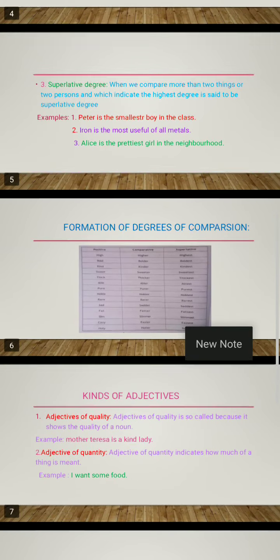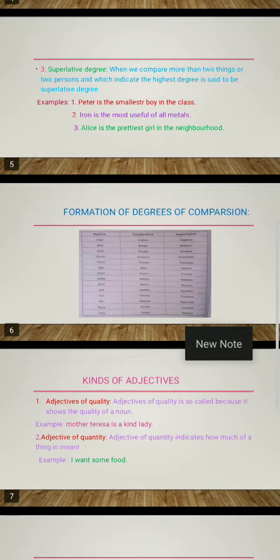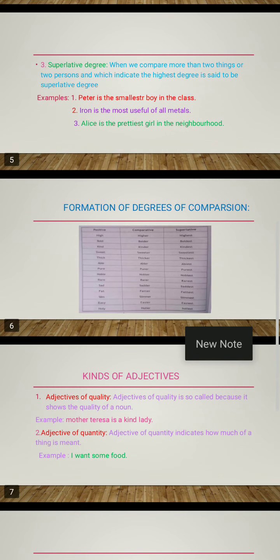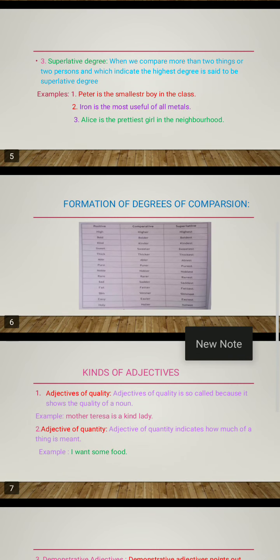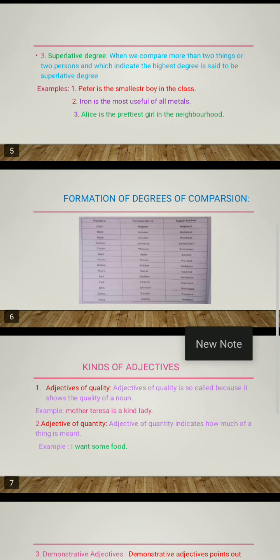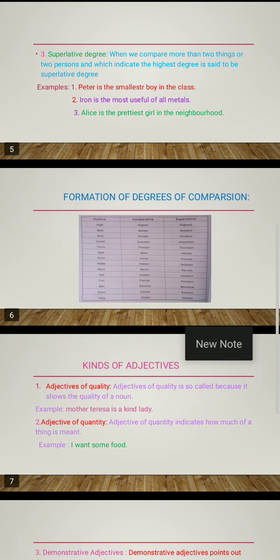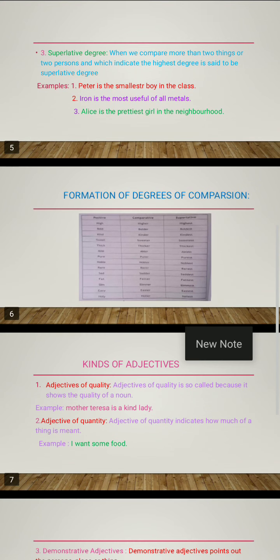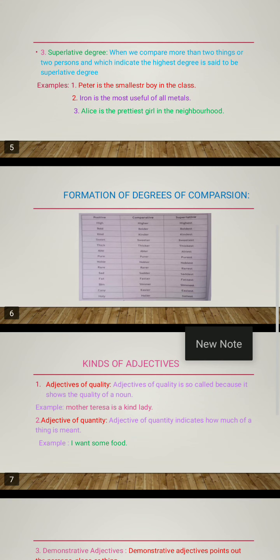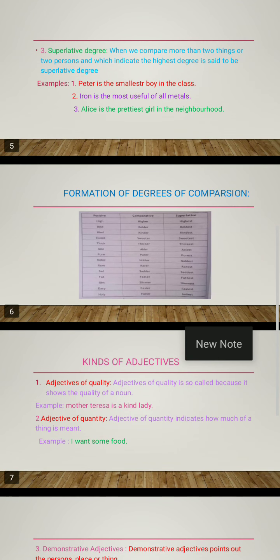Okay, next, have a glance over slide 5. This relates to superlative degree. What do you mean by superlative degree? Have a glance over the explanation. When we compare more than two things or two persons, and it indicates the highest degree, it is said to be superlative degree. Okay, it's very clear.